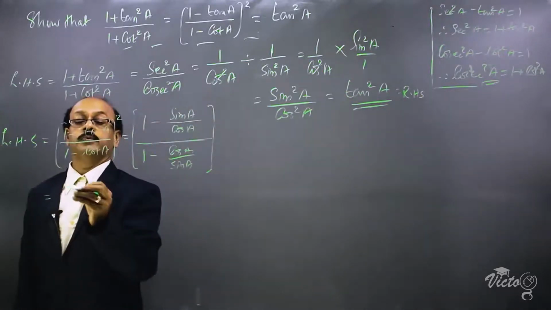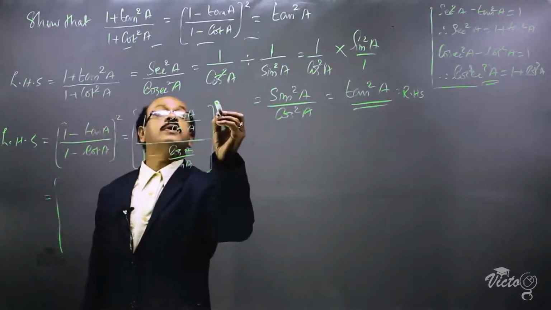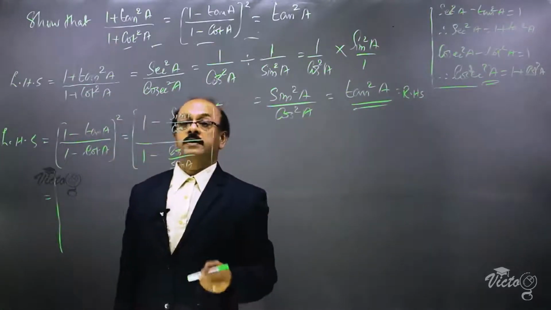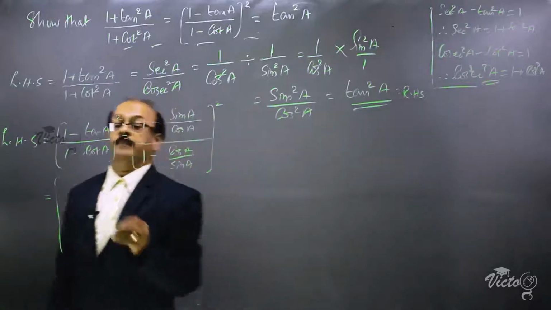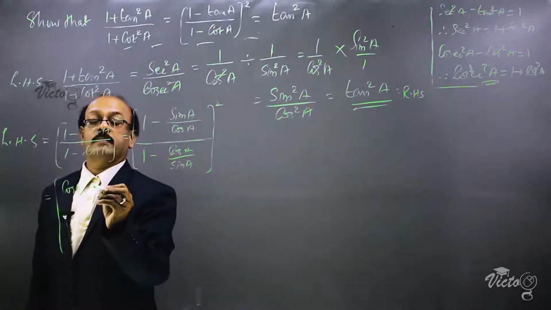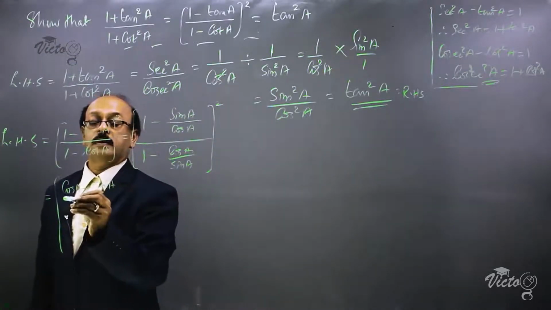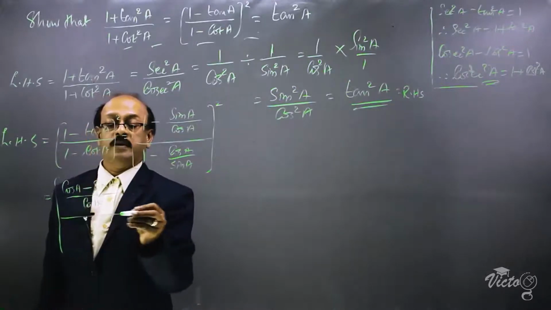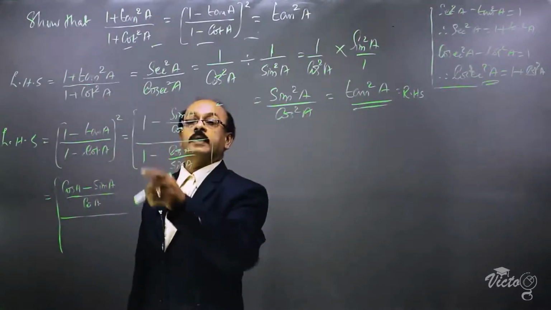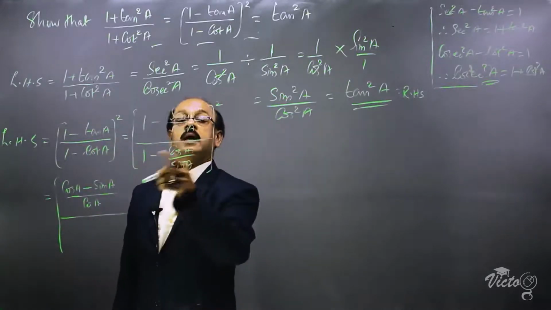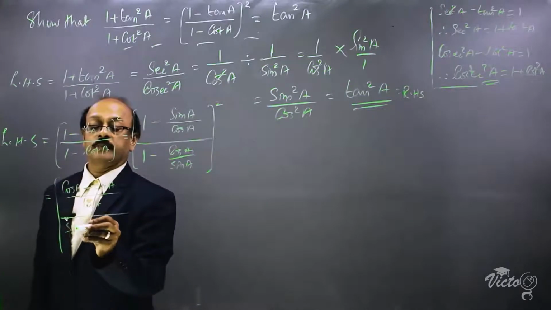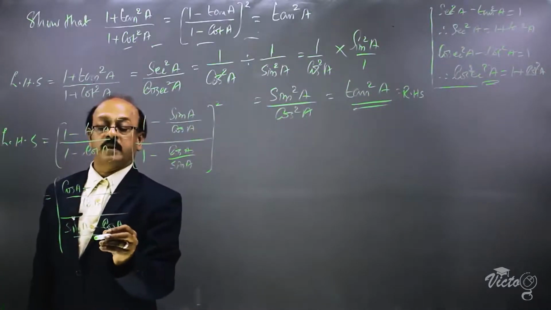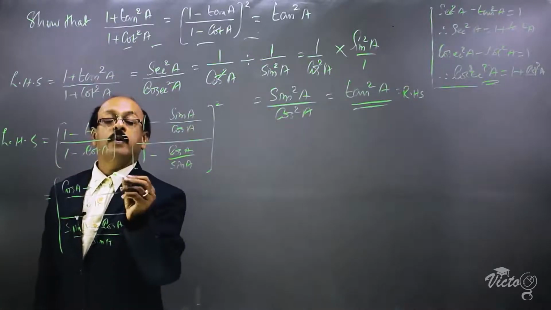This is equal to, the whole square is here. We are taking the LCM and cross multiplying. It is (cos A minus sin A), the whole divided by cos A. Division. Again, cross multiplying and taking the LCM, it is (sin A minus cos A), the whole divided by sin A, the whole square.